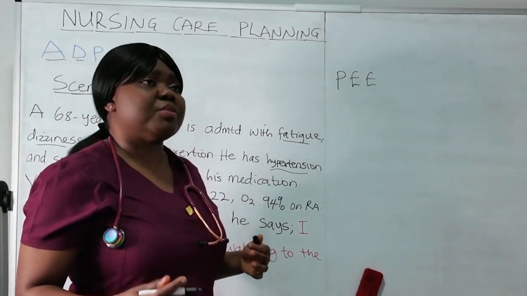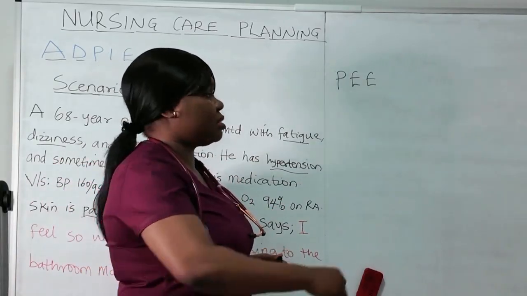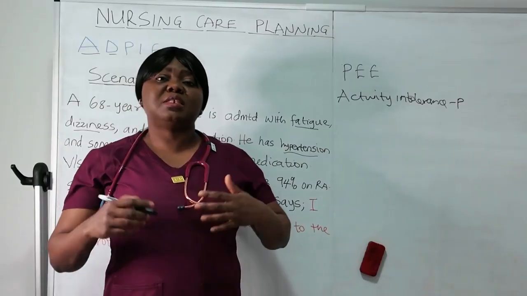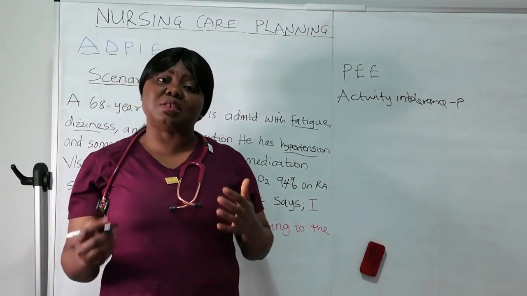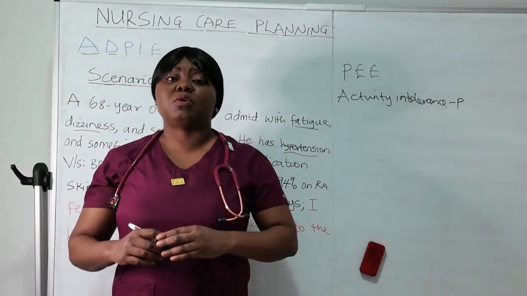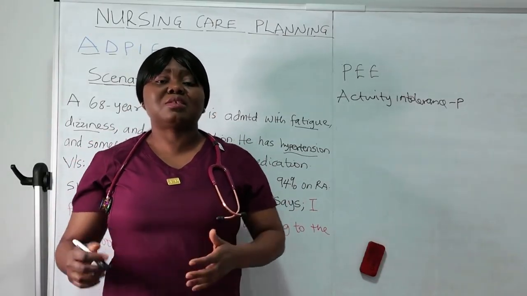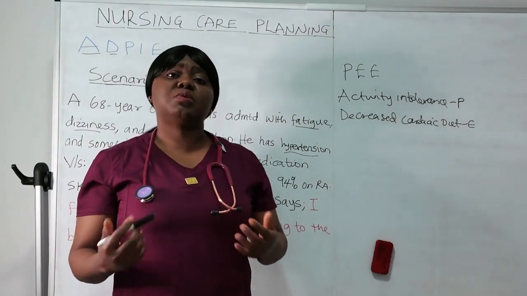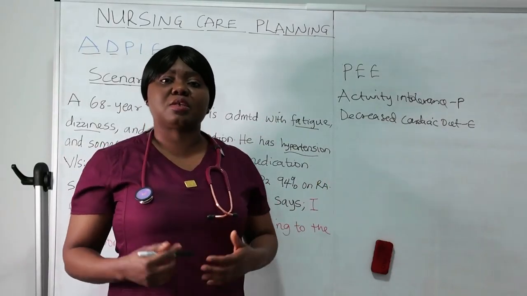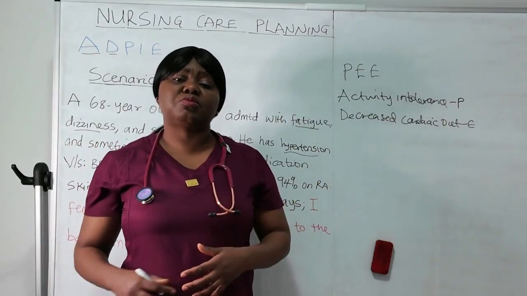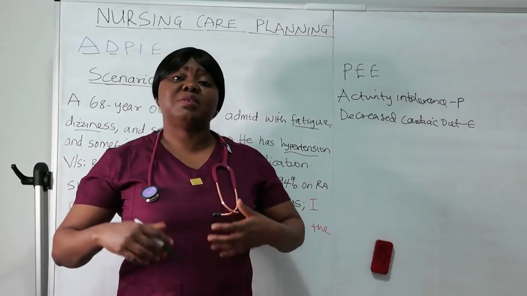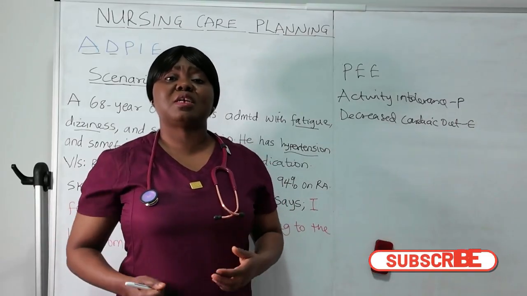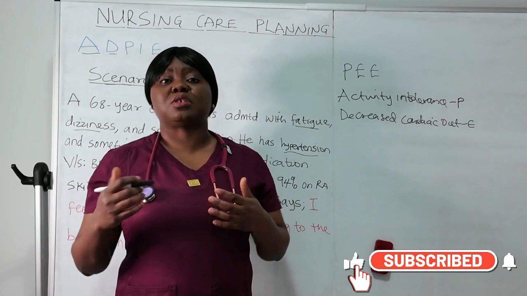So a problem can be something like activity intolerance. This can be the problem. Now, the next part is etiology, which is the E or the cause. So for this one, we can say decreased cardiac output. Now, how do we know the etiology can be decreased cardiac output? From the history, the patient has hypertension and the patient forgets to take their medication. Even the vital sign shows that the blood pressure is high.